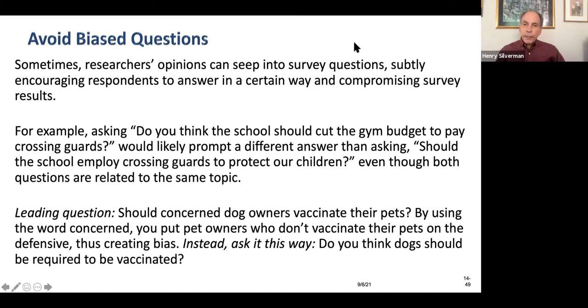And here's another example. Should concerned dog owners vaccinate their pets? Well, the word concerned is a leading question. And when you ask it this way, most people will say yes. So you put the pet owners who don't vaccinate their pets on the defensive, just creating bias. Instead, you want to ask, do you think dogs should be required to be vaccinated? That's an unbiased question.